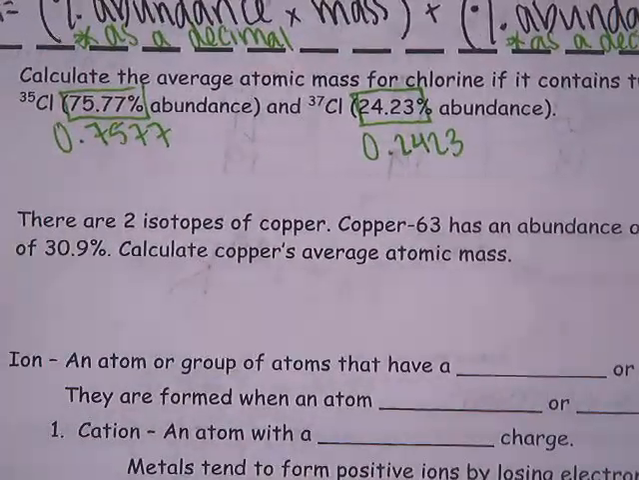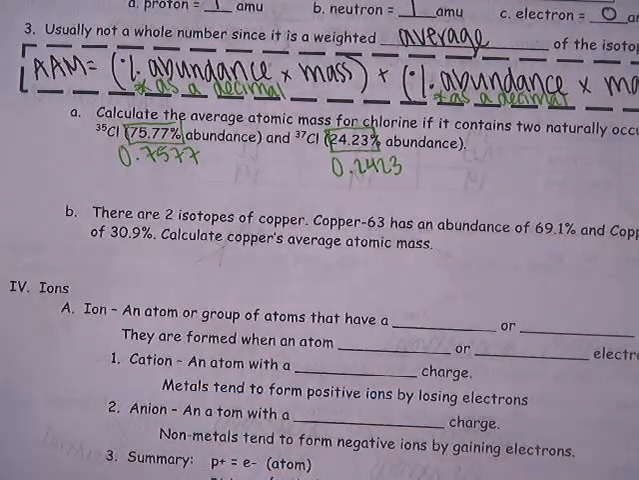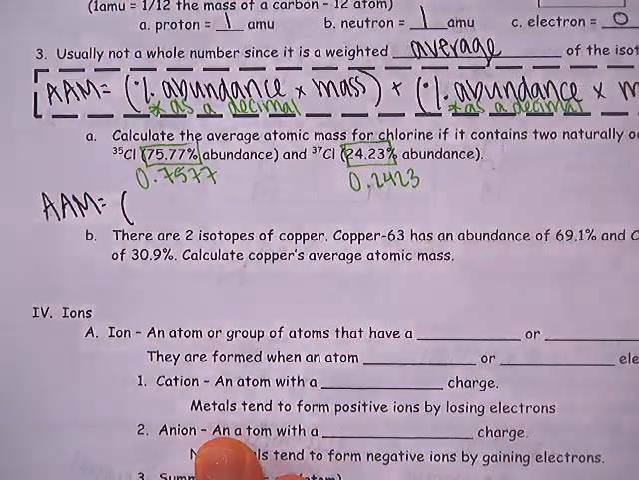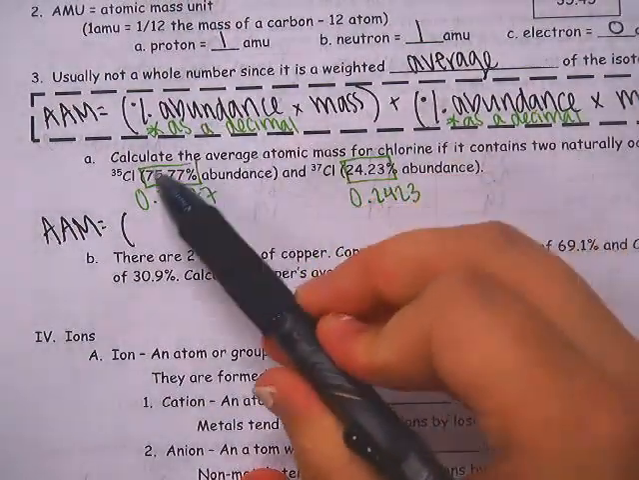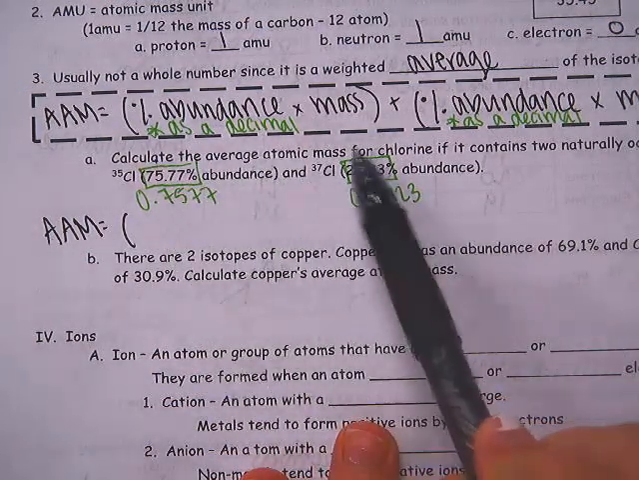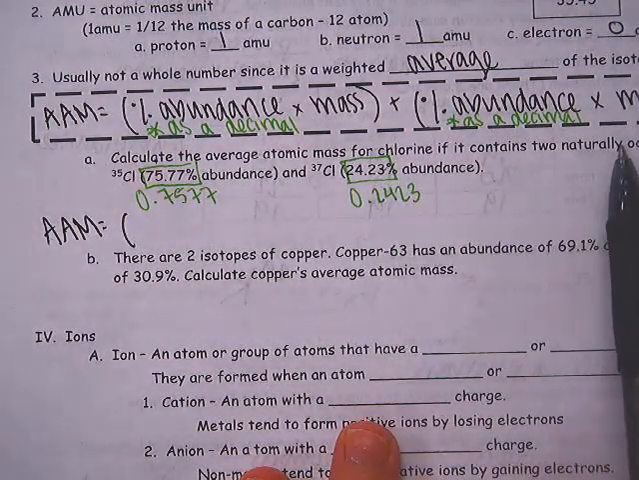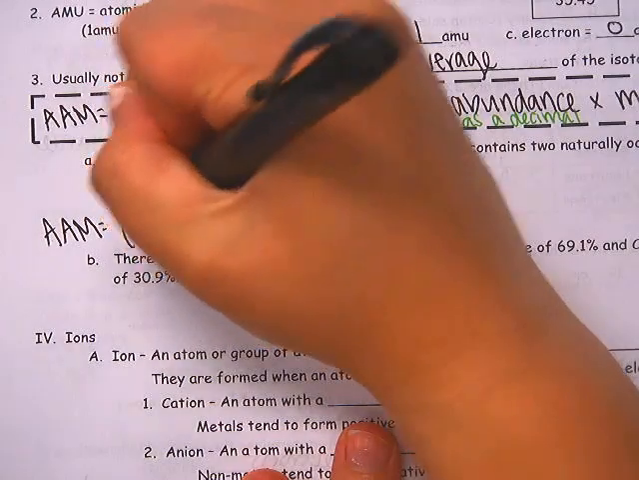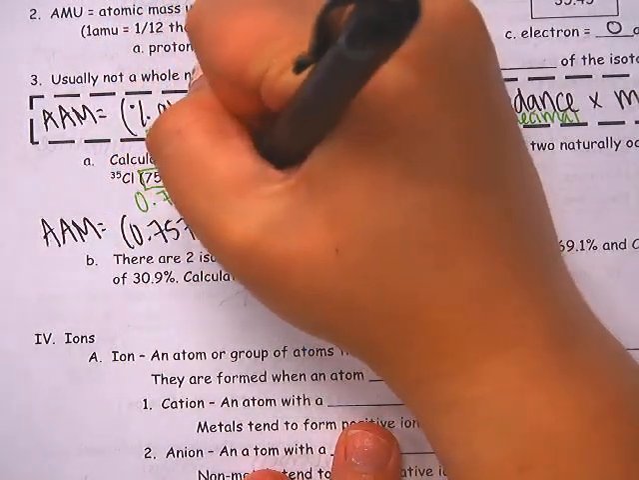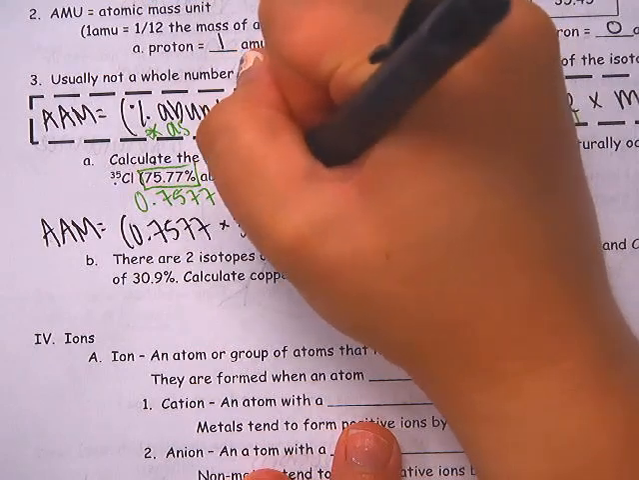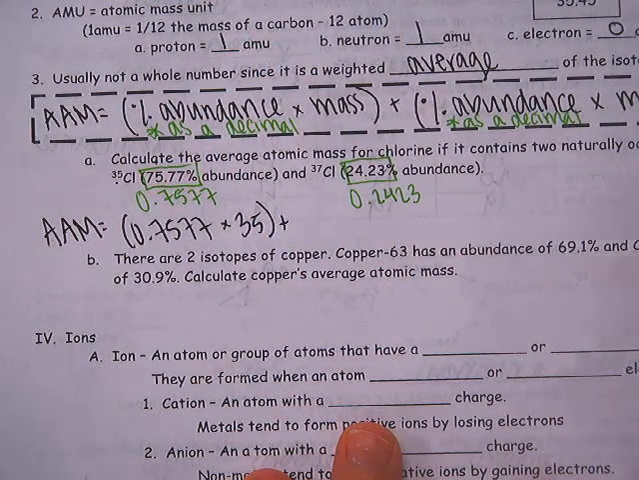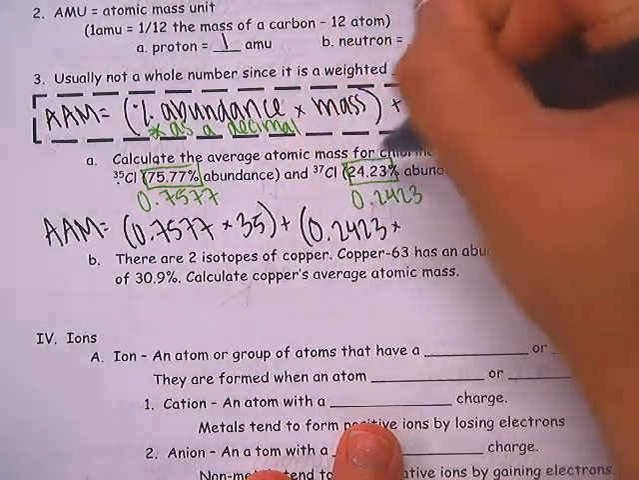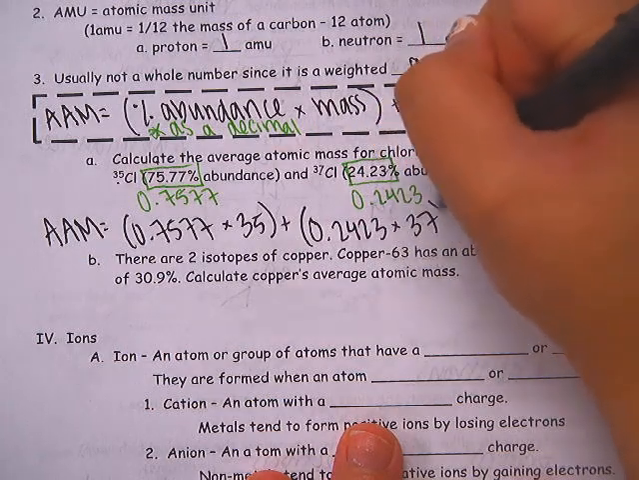So what this will look like, sorry, my zoom is all weird, is when I plug it into my equation, my average atomic mass is equal to my percent abundance of my first isotope. So it says calculate the average atomic mass for chlorine if it contains 2 naturally occurring isotopes. Chlorine 35 has this percent abundance, so I'm going to do 0.7577 times 35, because that's the actual mass of the isotope. And then add to that 0.2423 times 37, since that's my second isotope.